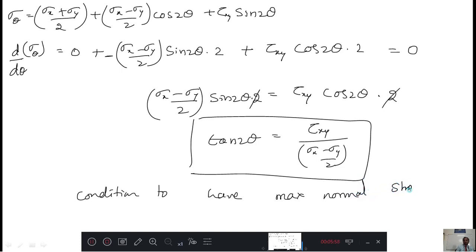Maximum or minimum normal stress, because equating this to 0 gives maximum or minimum. Okay? But if you observe very keenly here, you are getting the condition in terms of theta. This theta, I can call as the principal plane. Why? Because by considering this condition, you are going to get the maximum and minimum normal stresses, meaning principal stresses. To have these principal stresses you are getting this condition, so this theta obviously represents the principal plane.